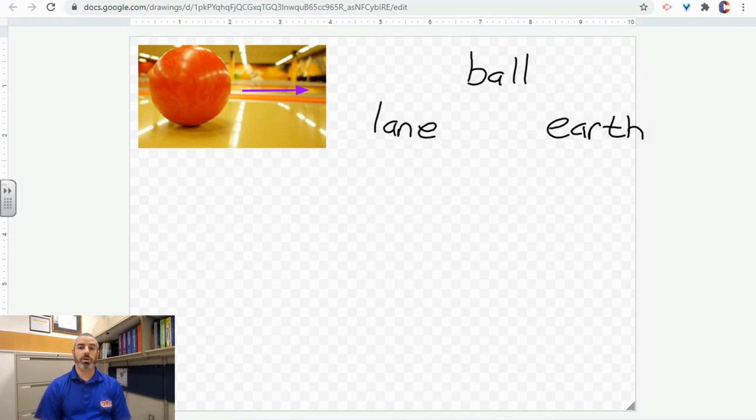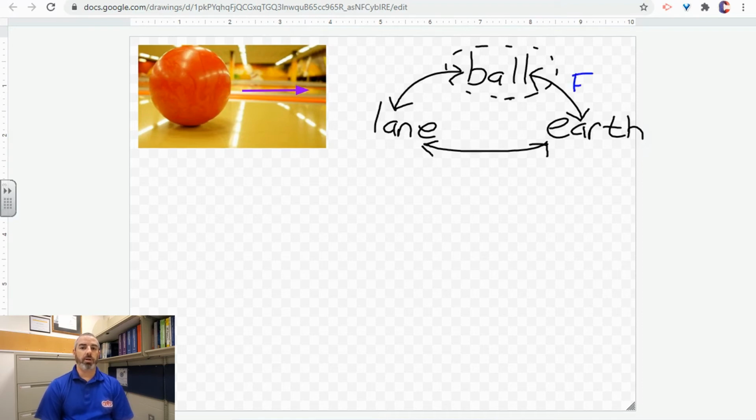So we're going to draw our double-sided arrows to show the interactions. We can see that the lane and the ball have an interaction. The earth and the ball have an interaction. We also have an interaction between the earth and the lane. And what we're drawing the free body diagram for is the ball, so I'm going to draw my dashed shape around the ball. And I can see that again, I only have two interactions acting on the ball: the normal force by the lane and the gravitational force from the earth.